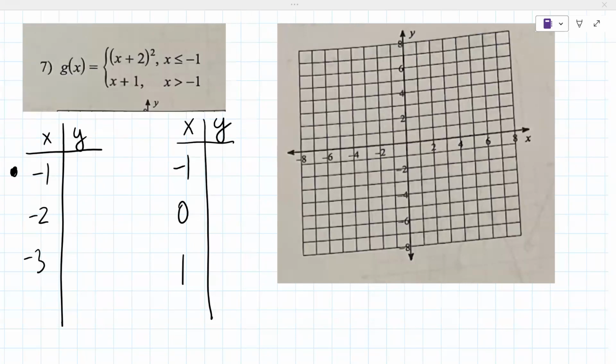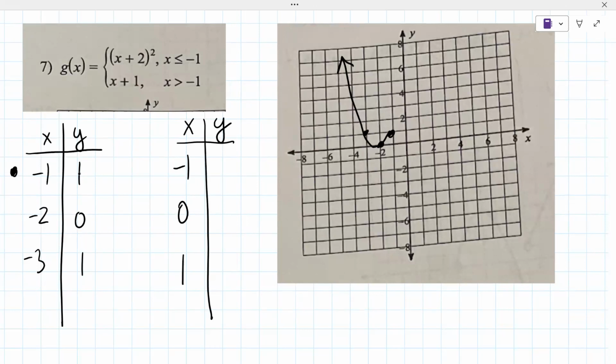Okay, got it. All right, tell me what goes in your table over here for -1, -2, and -3. That's going to be a 1 for y, -2 is 0, and -3 is 1. All right, so this is some sort of a quadratic. Indeed, so it should look something like that.